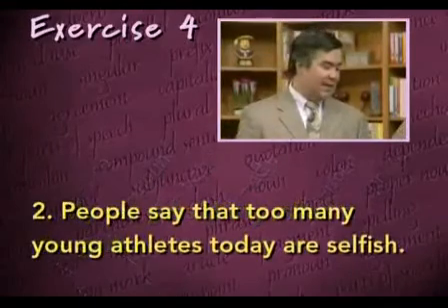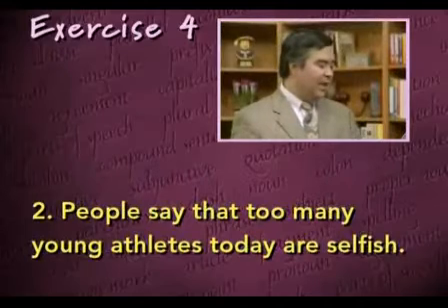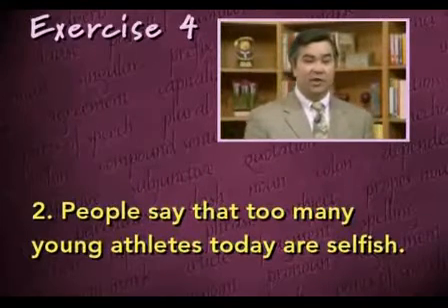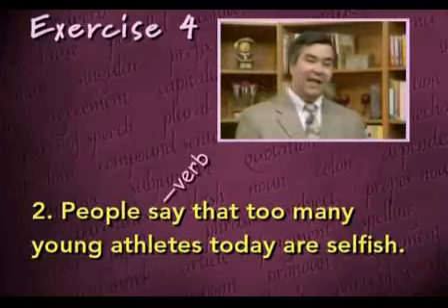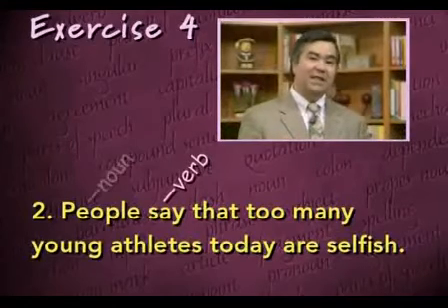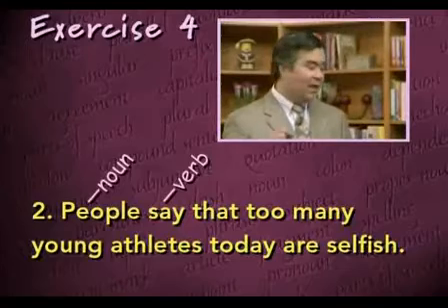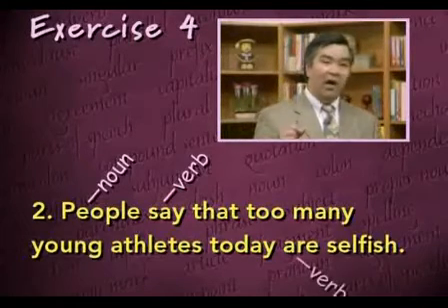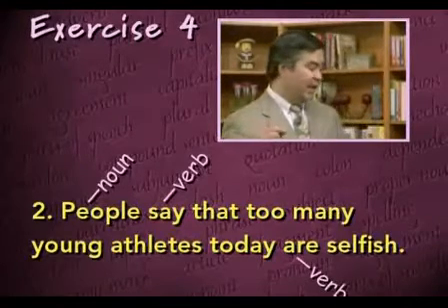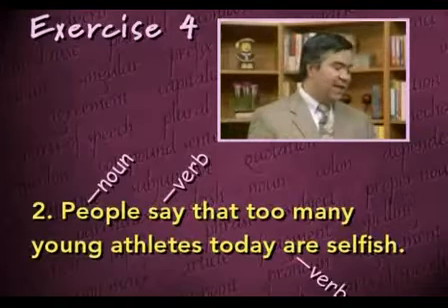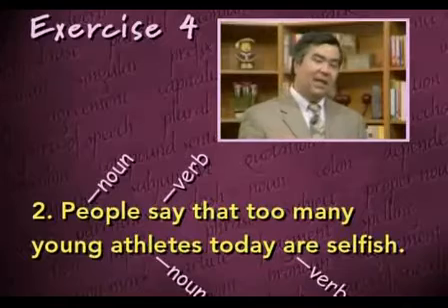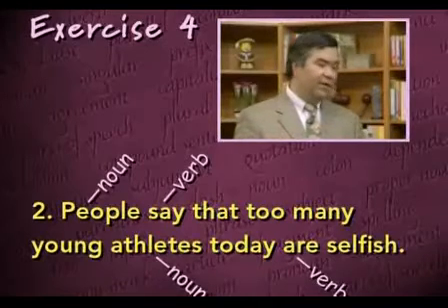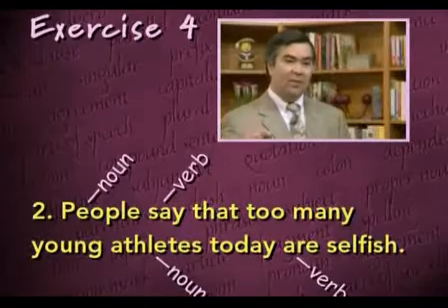Now let's look at the second sentence. People say that too many young athletes today are selfish. There are two verbs in this sentence. Say is the first verb, and its subject is the noun people. The second verb is are, which is a verb of being near the end of the sentence, and its subject is the noun athletes.